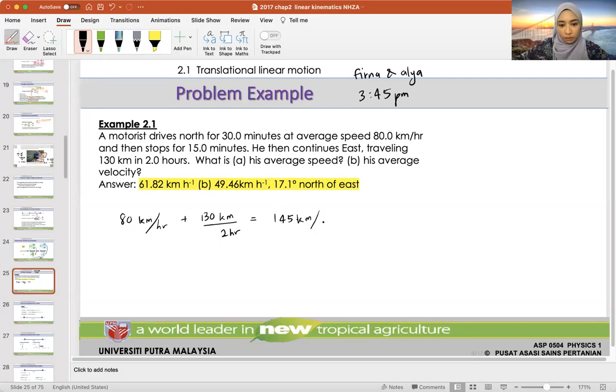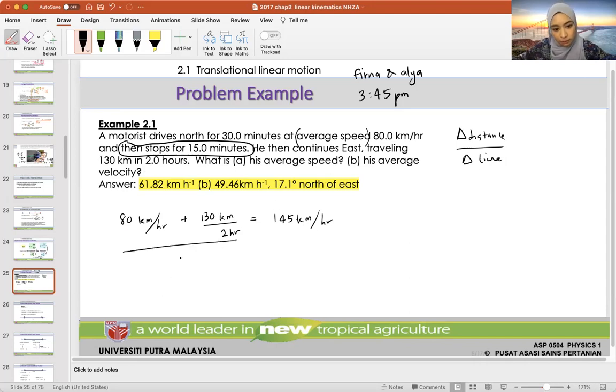Okay, so remember your average. When we talk about average speed, we talk about the change in distance over the total change in time. So here it means Firna, you didn't take into account that the motorist stopped for 15 minutes. Yes. Okay. So this is how Firna did it. She added the two speeds together and got 145. But this is not an average. For an average, you should actually divide by 2. Okay. So that was Firna's approach.